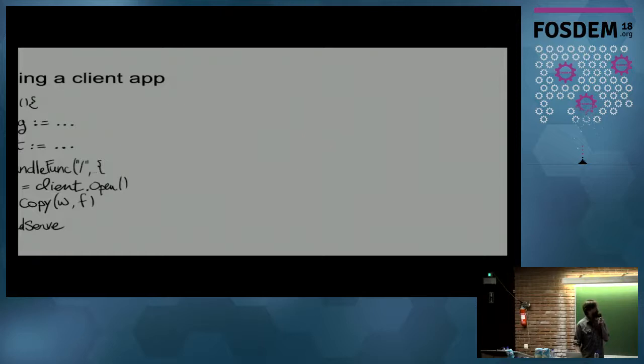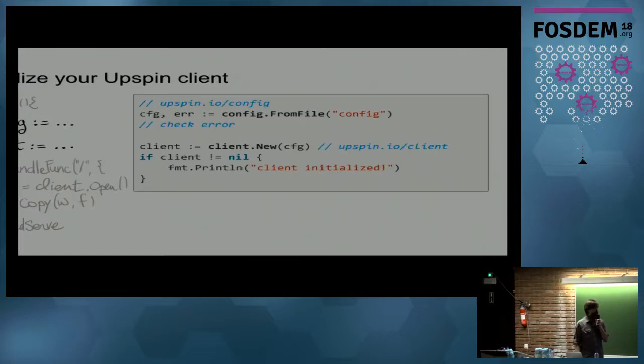Here are the different steps that you need for creating it. It's actually very simple. For example, if you want to make an application that just reads from Upspin and serves it through HTTP, you just need to initialize your configuration, then create your client, and then in your handle func, you just open the file and copy it straight away. The best way of initializing the configuration is to load it from a file, the same file as the one I showed you before. And then the client just takes the configuration.